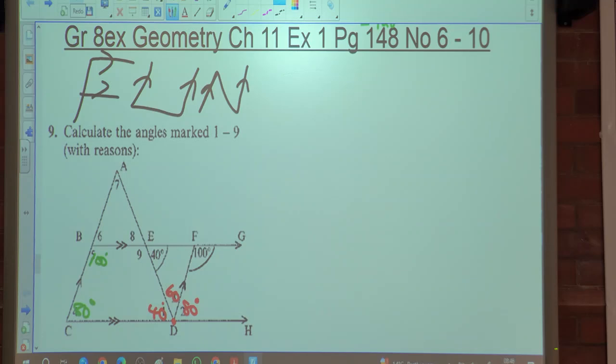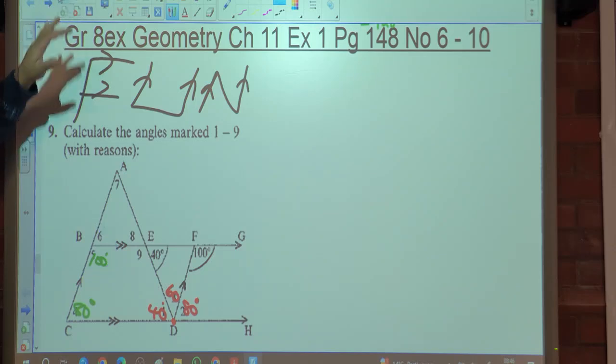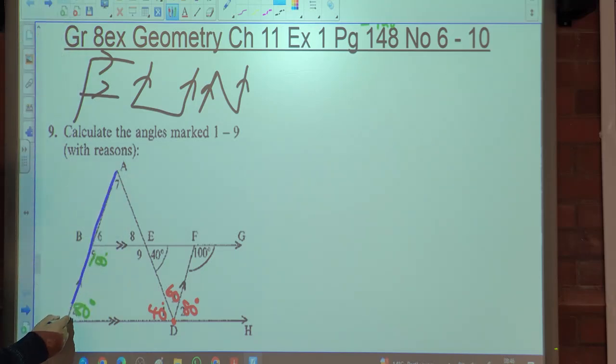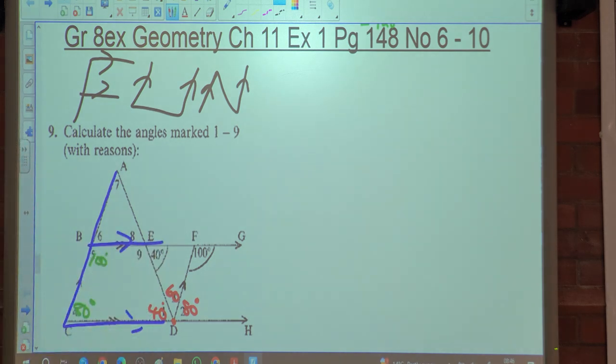People, number 6. Angles on a straight line. So 6 plus 100 is 180. Straight line is the easier way. You see the F. So angle 6 is equal to 80 degrees.